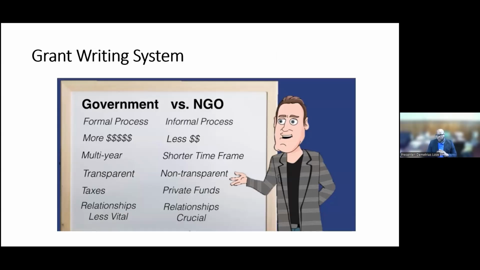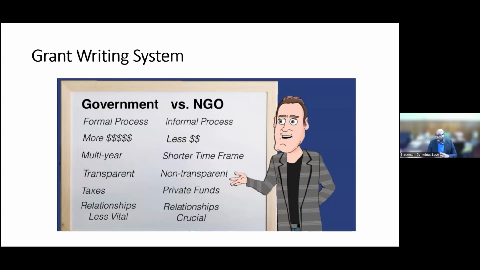So let's first define grant writing, since there are a lot of definitions out there. A grant is a sum of money provided by a public agency or a private organization to an entity or individual for a specific purpose and duration. All right, there are multiple funding sources.